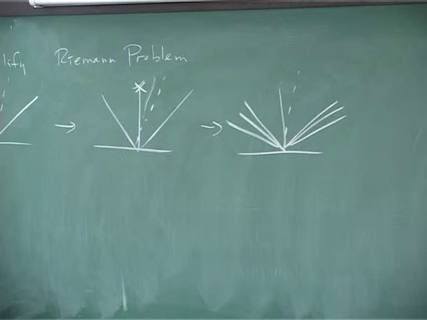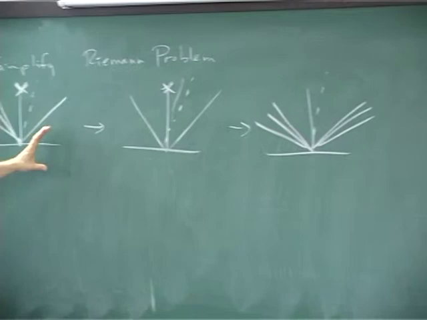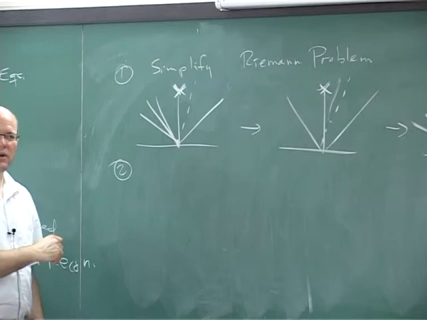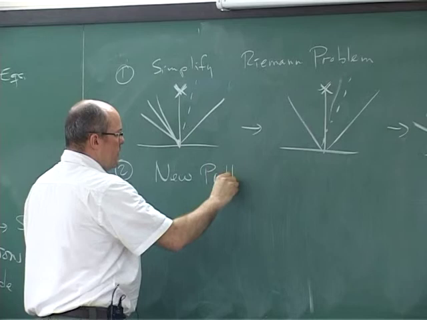The second way is to basically throw away the Riemann problem for your real set of equations and find a related problem that's easier to solve. So you find a new problem that's close to what you've got, that's easier to solve.